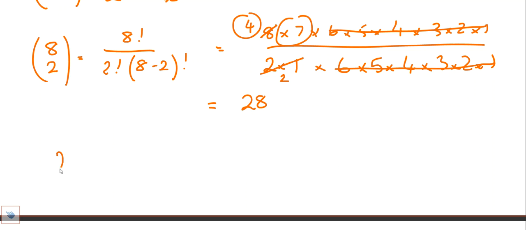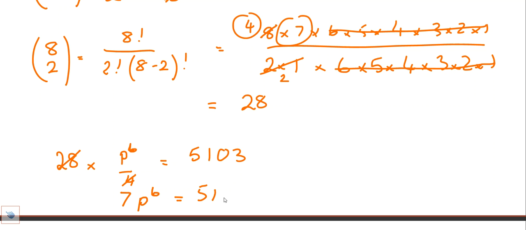So now I've got 28 times p to the power of 6 over 4 equals 5103. Well, 28 over 4 is 7. So I've got 7p to the power of 6 is 5103.